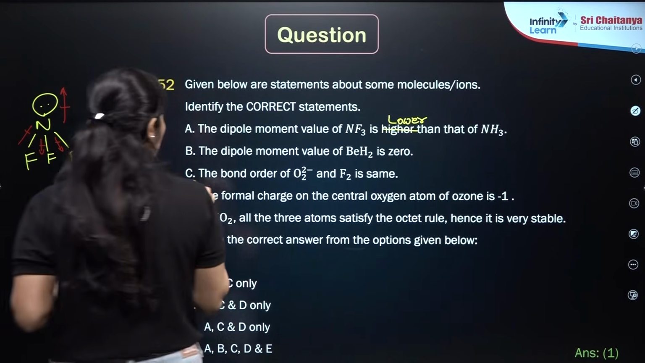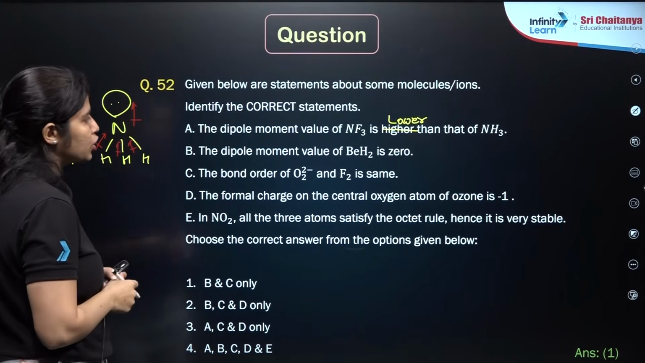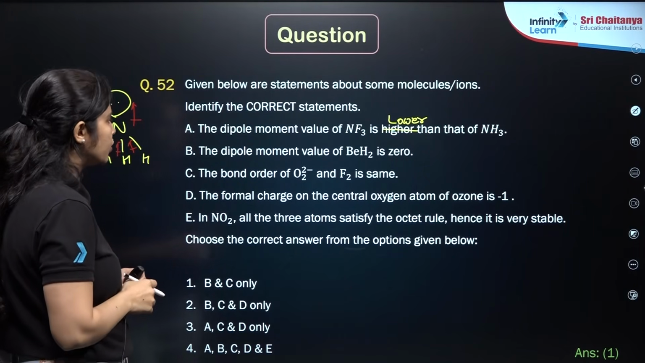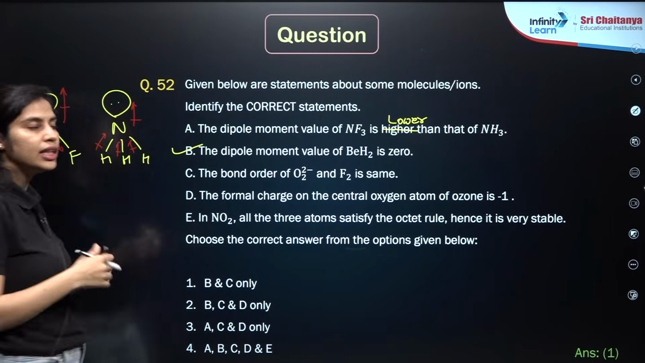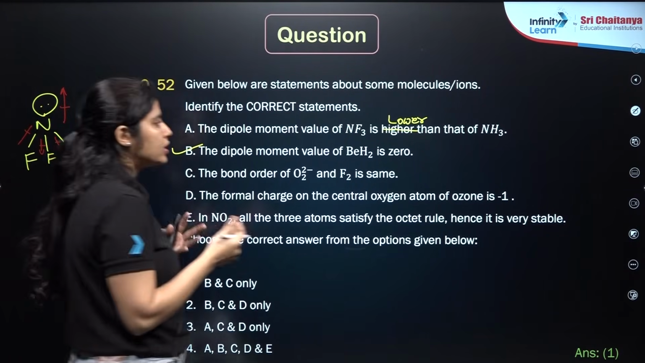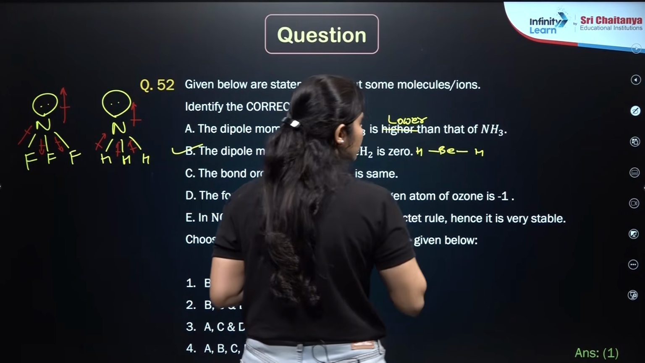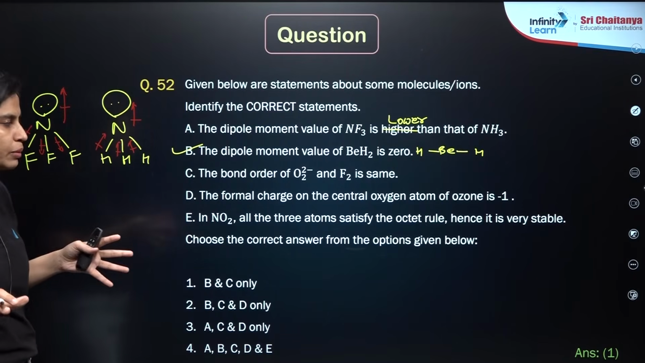The dipole moment value of BeH2 is 0. If you are looking at BeH2, the dipole moment is absolutely 0, which is correct because it is going to be linear in shape. So on both sides, Be-hydrogen and hydrogen, the dipole moments are going to cancel out each other completely.